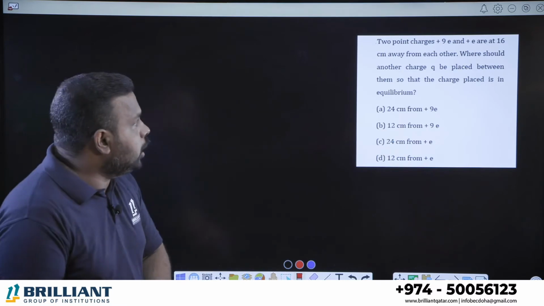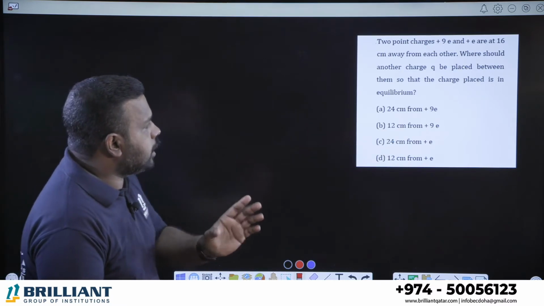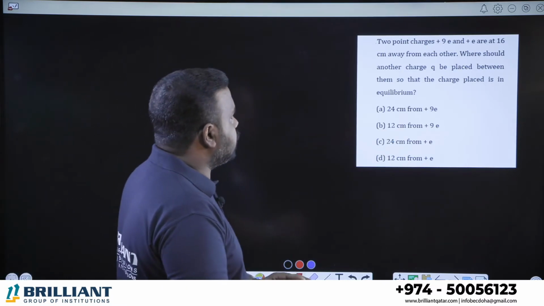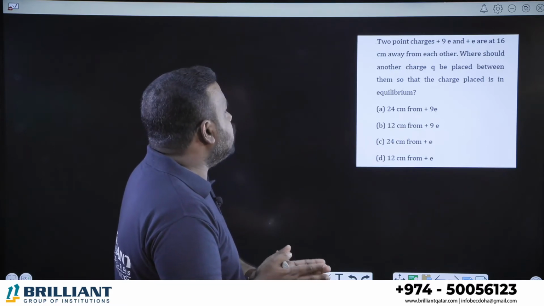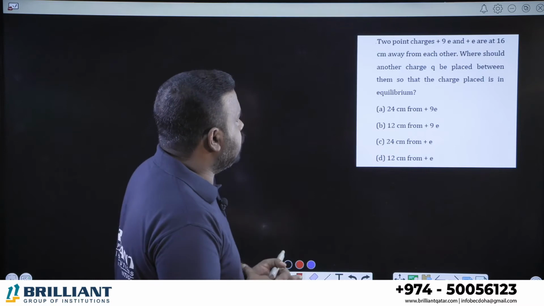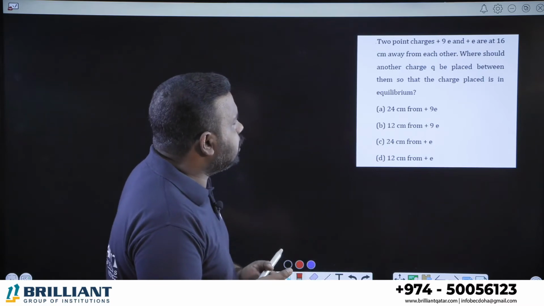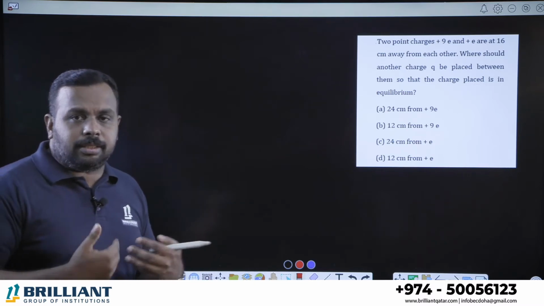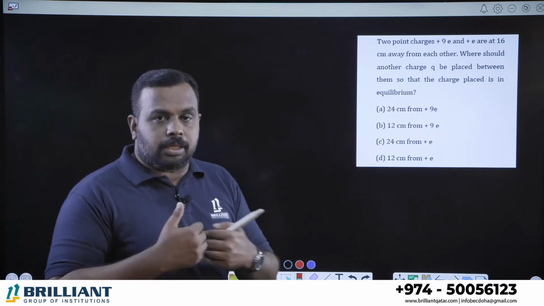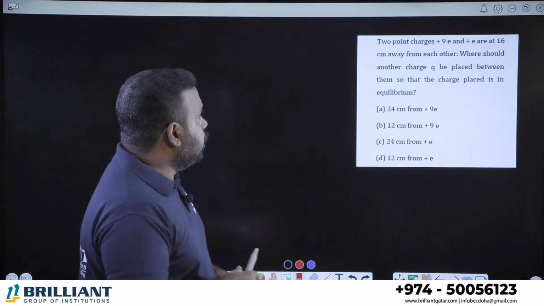Look at this. Two point charges plus 9e and plus e are 15 centimeter away from each other. Where should another charge q be placed between them so that the charge placed is in equilibrium? Okay, this is another repeating type of question, the condition for equilibrium. Alright, so let's start.